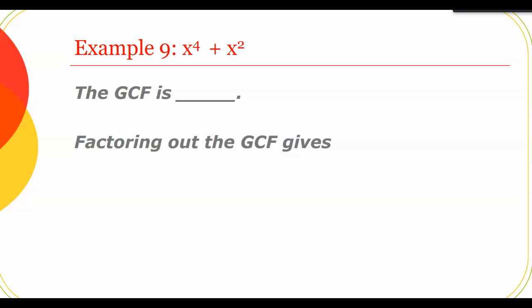X to the fourth and x squared. So no coefficients. All we're looking at is our variables. They both contain at minimum 2 x's, so we know that we can bring out an x squared. And then that leaves behind x squared. If you take all of the x squareds away from x squared, you need that placeholder of a 1, so that if I were to distribute that back in, there's something holding its place. So you put in a 1 if you take away all of the variables and coefficients.